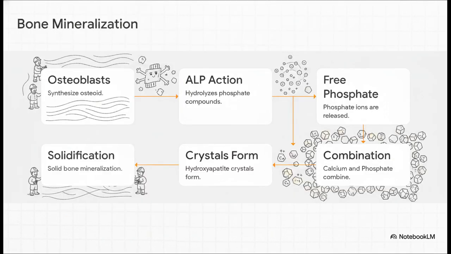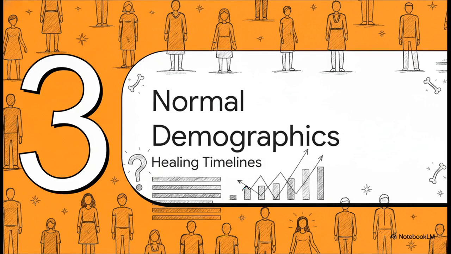Let's trace the bone mineralization pathway to see exactly how this builds step by step. First up, the osteoblast builders lay down this soft matrix called osteoid. Then they deploy our trusty tool, the ALP enzyme. The ALP hydrolyzes compounds to release those free phosphate ions we talked about earlier. Next, that free phosphate actively combines with calcium. And finally, they form these rigid hydroxyapatite crystals, locking together into the solid, mineralized bone that literally gives our body structure. Moving right along to Section 3, normal demographics and healing.